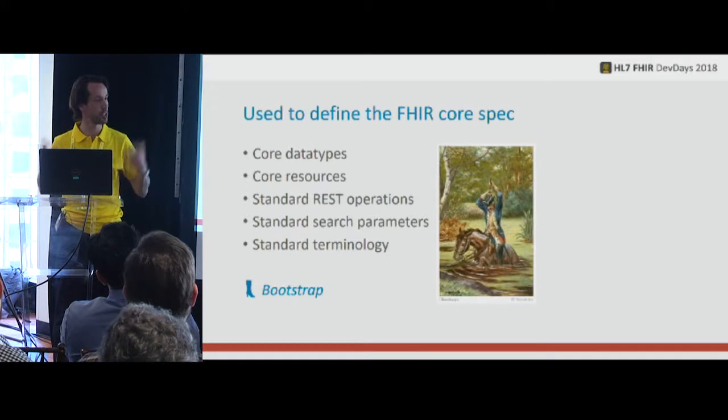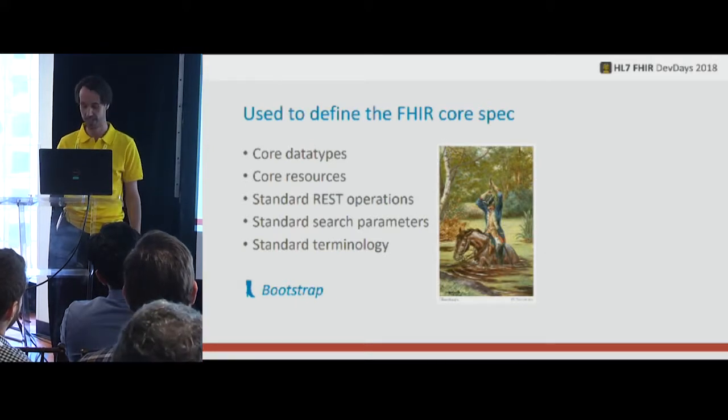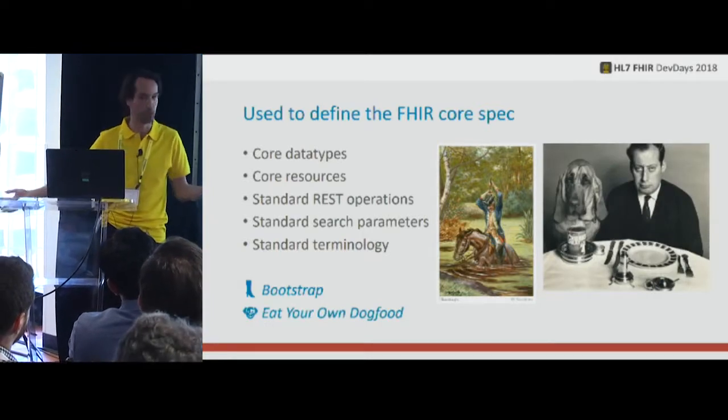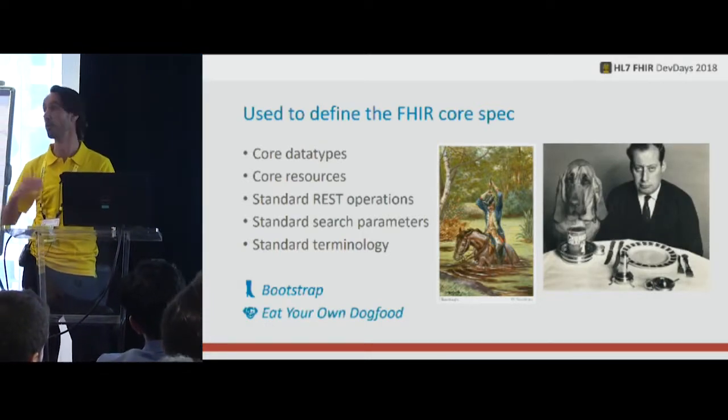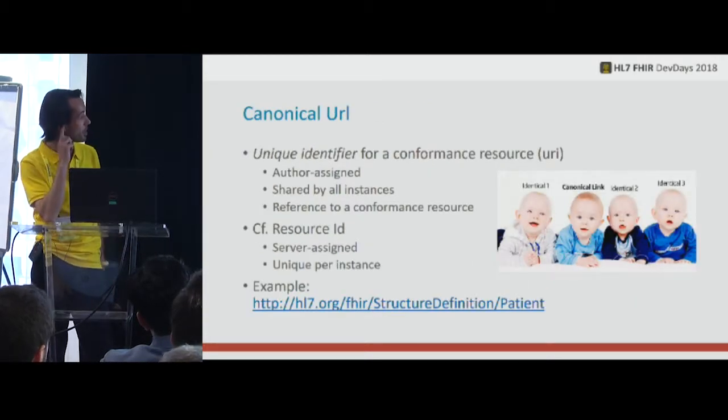So you can see FHIR is a bootstrap, like Baron von Munchausen. It pulls itself out of the swamp by its own boots. You know, and we eat our own dog food, so we discover these errors before the implementers run into them, which is nasty.